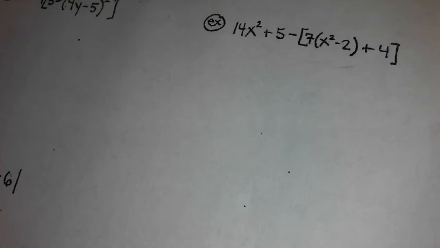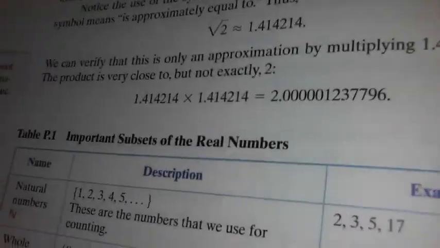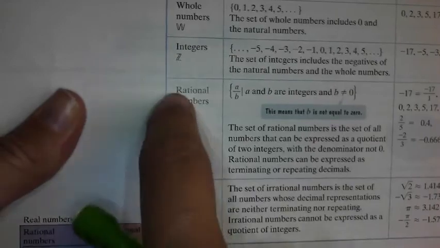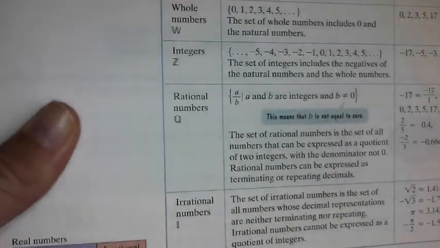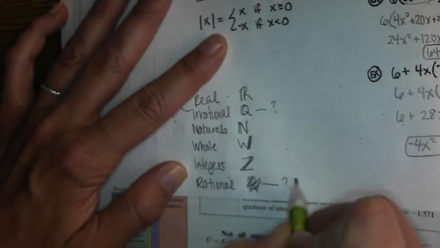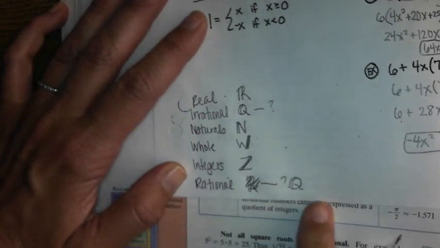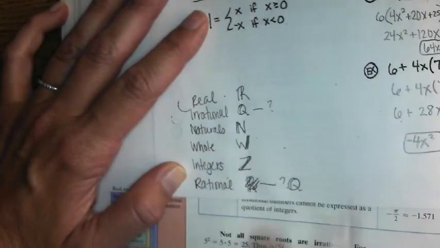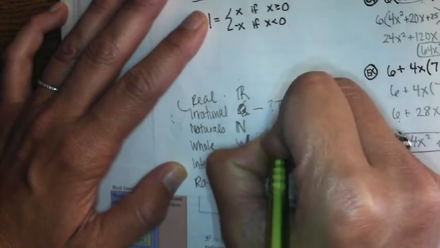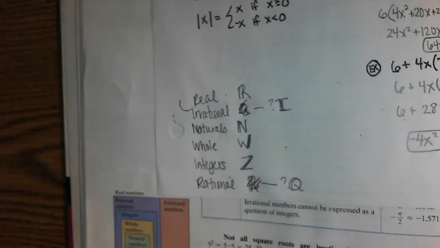All right, guys, my bonehead move. I is for irrational. Here it is in your book. I is for irrational. Rational is Q. So whatever I did on the front, I screwed that up. Rational is Q because the R is saved for real, and irrational is I. We're not going to lose sleep over it.